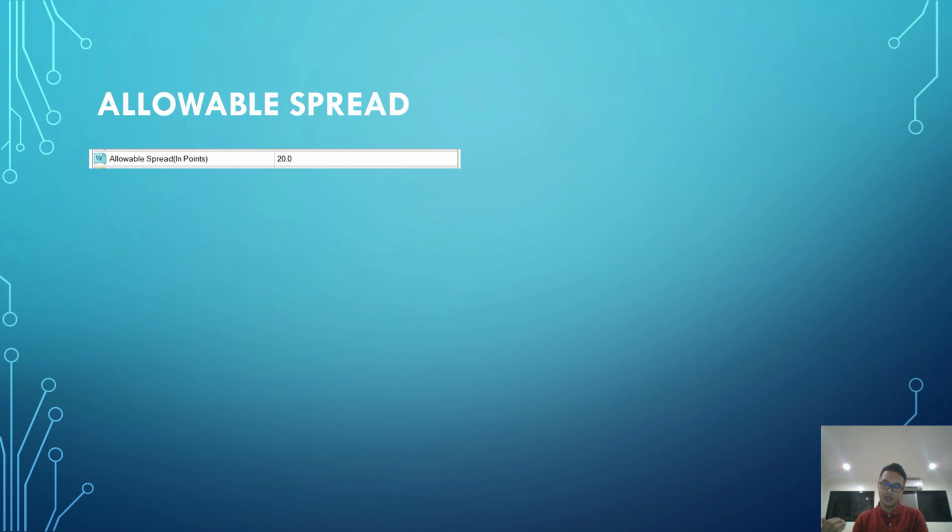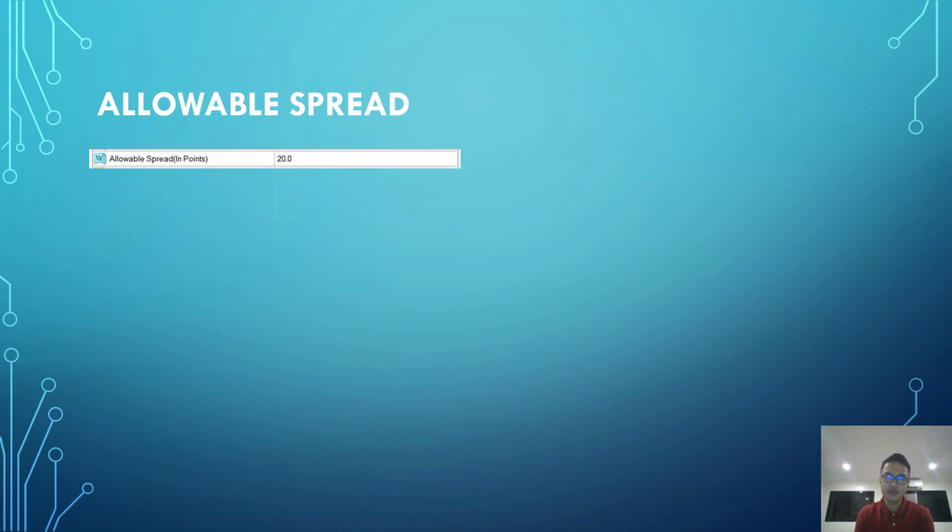So during that time, usually the spread becomes really high. If we set the spread to 20, that's in points. If you look at the screen, that's in points. So that's actually 2 pips. 20 divided by 10, so that's 2 pips. If we set it to 2 pips, and the spread becomes higher than 2 pips, the robot will not trade.